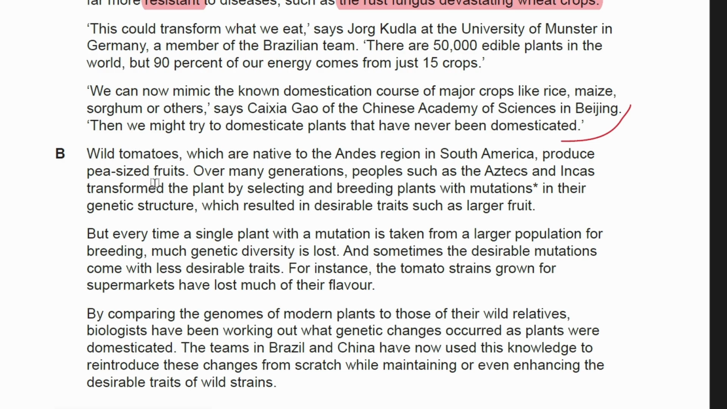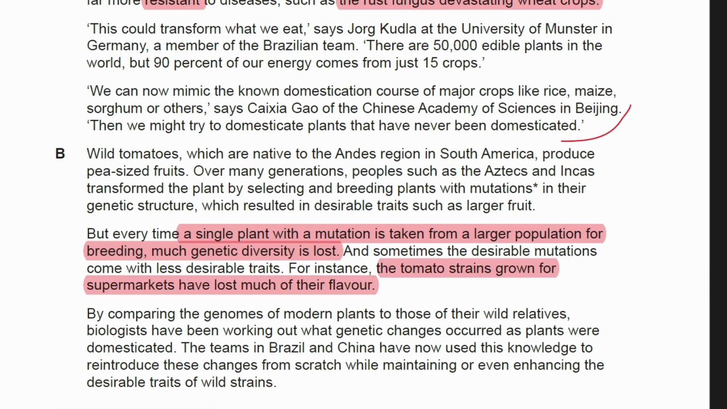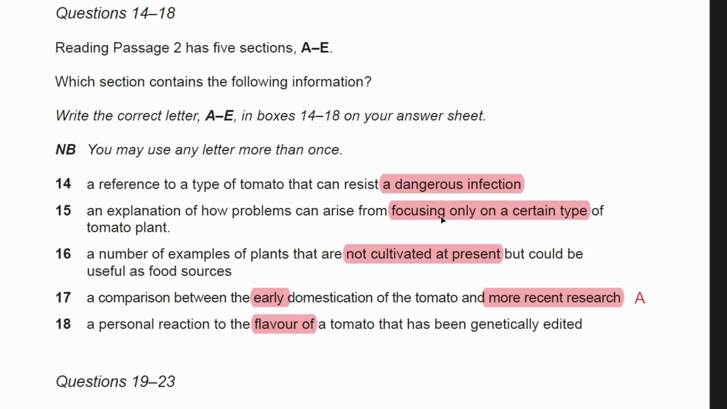For section B, the first paragraph is useless, whereas in the second paragraph, they talk about taking a single plant with mutation from a larger population for breeding and how this causes loss in genetic diversity. A common example could be the tomato strains grown for the supermarket have lost much of their flavor, which means if we focus too much on one single type of plant and breed them, we are going to lose some of the desired effects of that plant. This is focusing only on a certain type of plant.